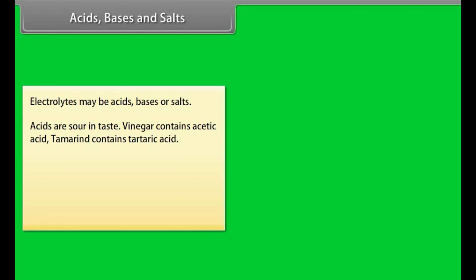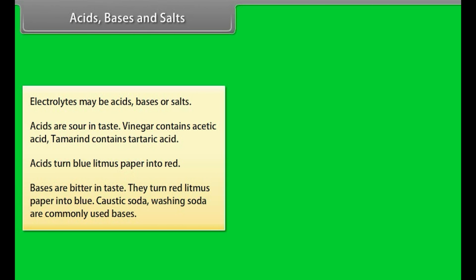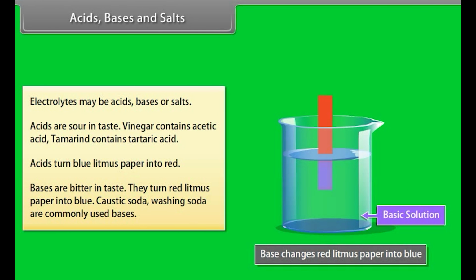Acids are sour in taste. Vinegar contains acetic acid. Tamarind contains tartaric acid. Acids turn blue litmus paper into red. Bases are bitter in taste. They turn red litmus paper into blue. Caustic soda, washing soda are commonly used bases.